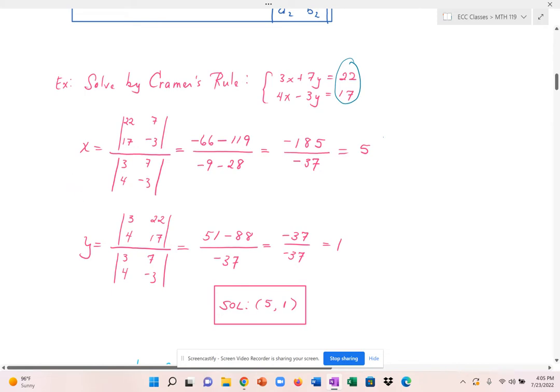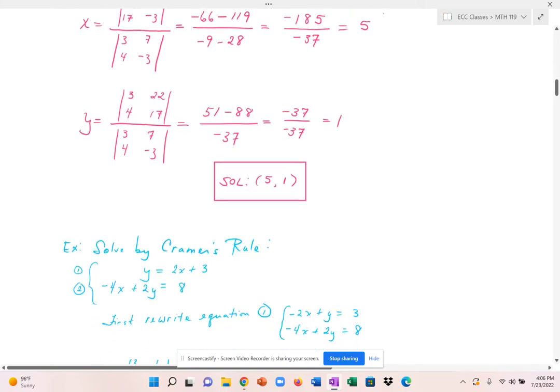So this is yet another option to solve a system of linear equations. In earlier lessons in chapter 10, we talked about how to solve a system using the substitution method and the addition method. Then we did Gaussian elimination and Gauss-Jordan elimination, and now we have the option of Cramer's rule. Any of those choices would give you the same result, a solution of (5, 1) for this problem.